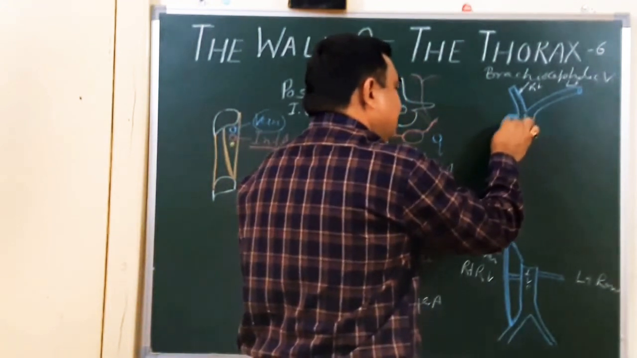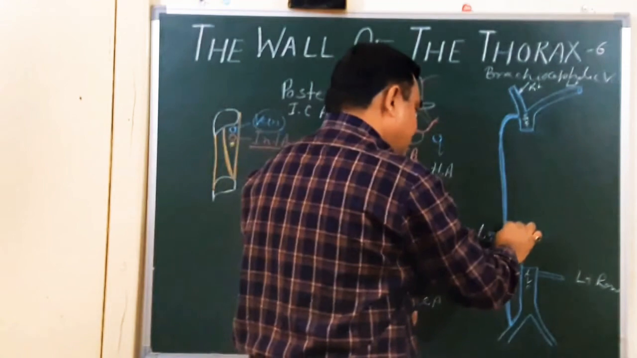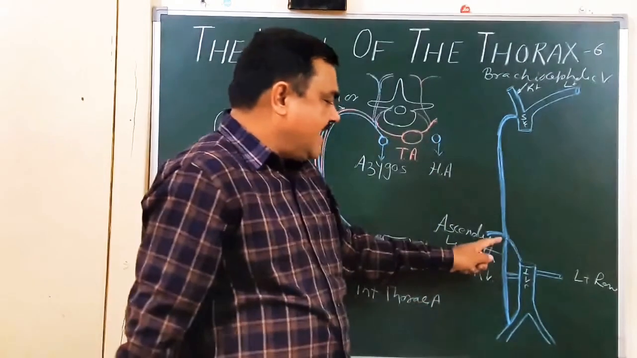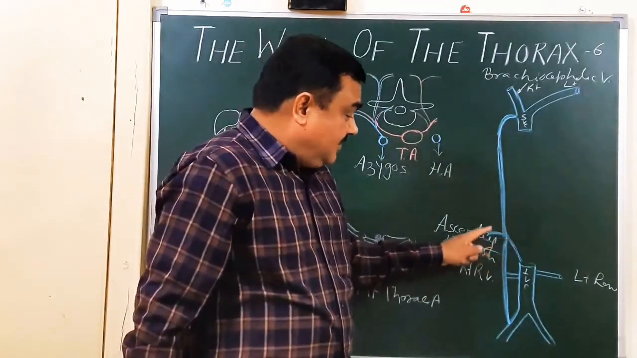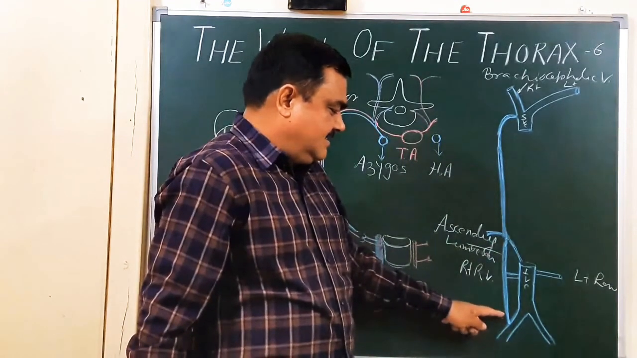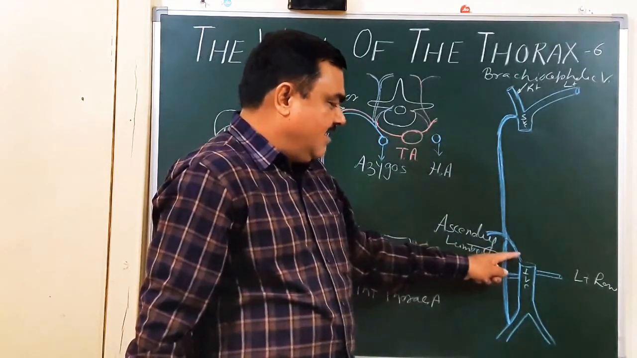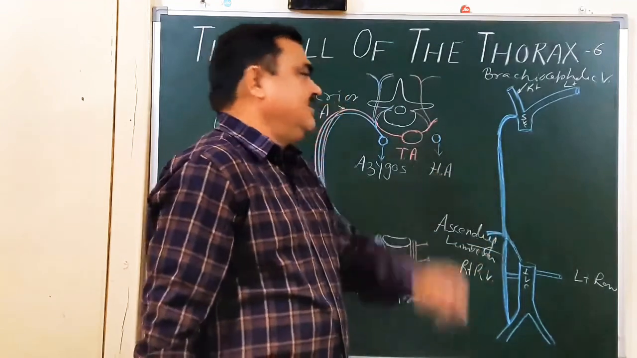superior vena cava. So this is azygos vein which opens into the superior vena cava, and this azygos vein is formed by three veins. This is ascending lumbar, lumbar azygos, and subcostal vein.